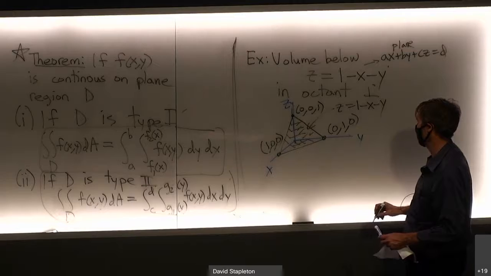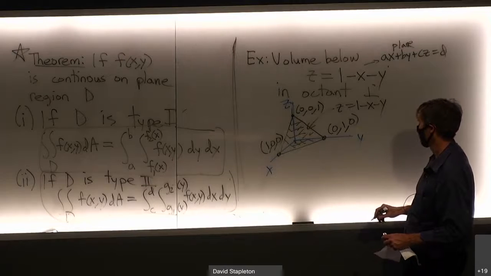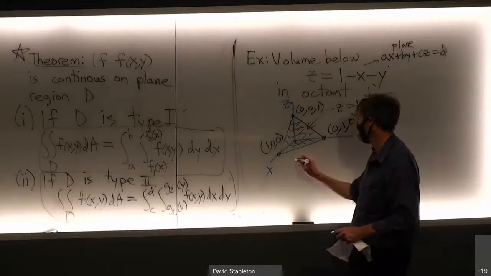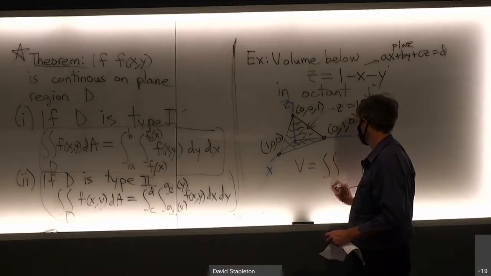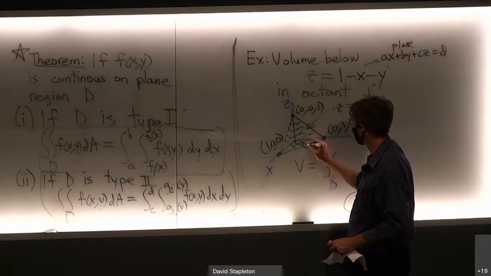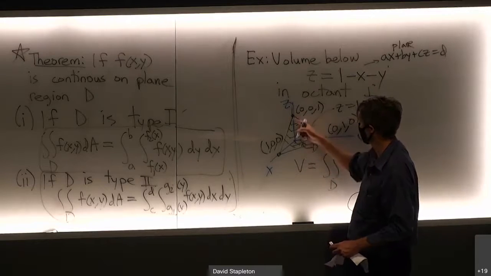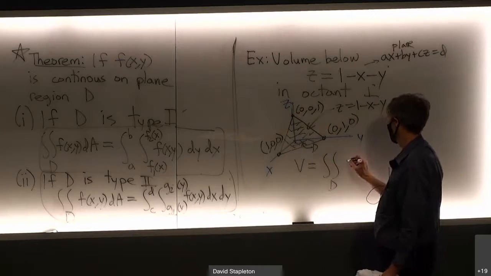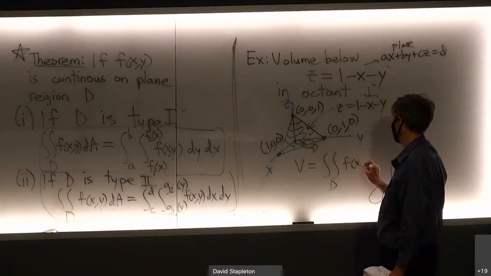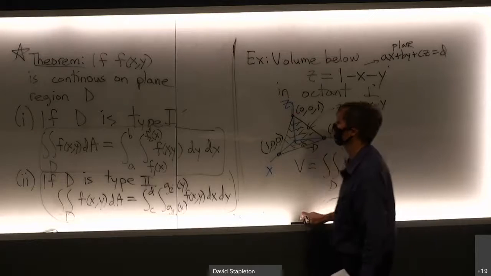Because now what we're going to say is we want the volume is the double integral over D, where D is the base here. It's the region over which the surface sits. It's that triangle, of f(x, y) dA, which is the only formula we have to this point for computing volumes.